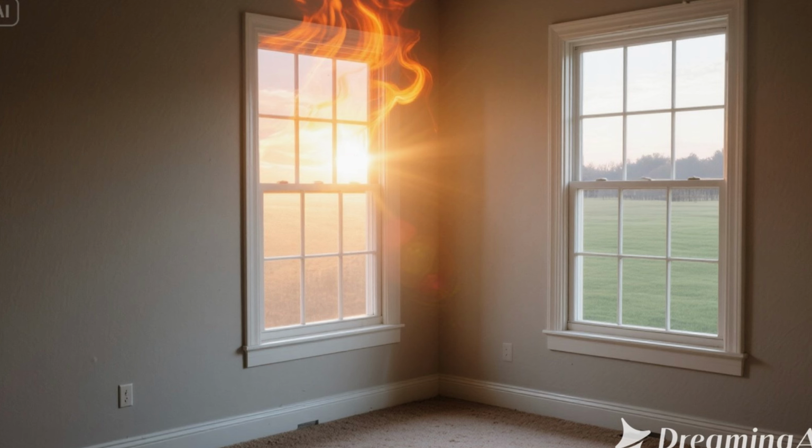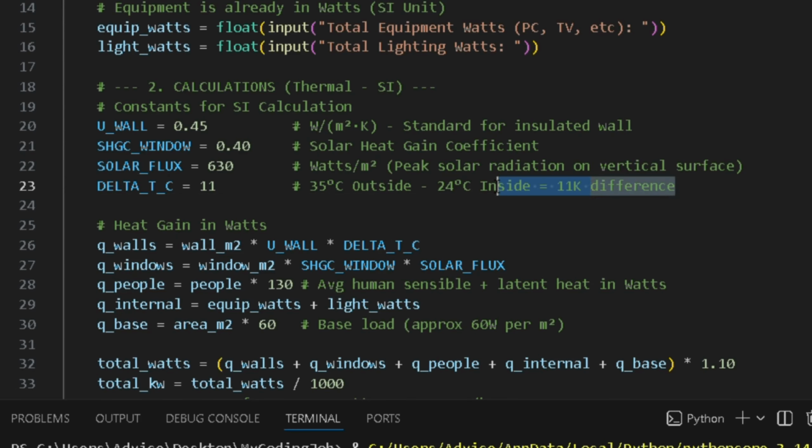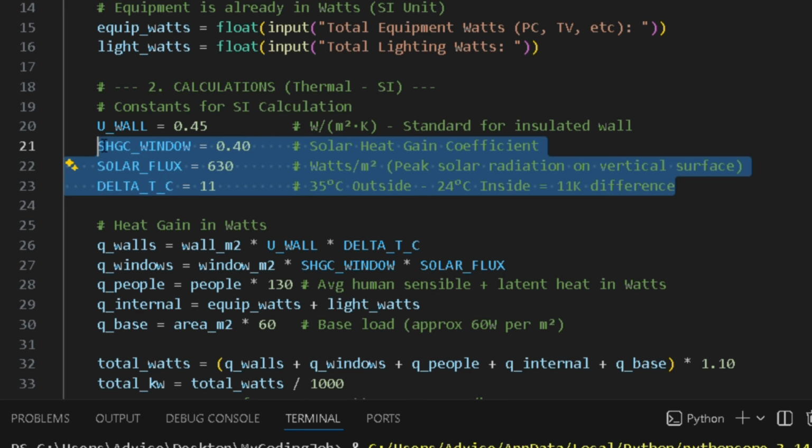Solar_flux represents peak sunlight intensity on a vertical surface. Delta_T_C is the temperature difference between outside and inside air. These constants allow us to calculate realistic heat gains without needing complex building simulation software.